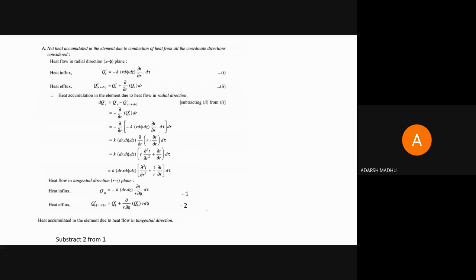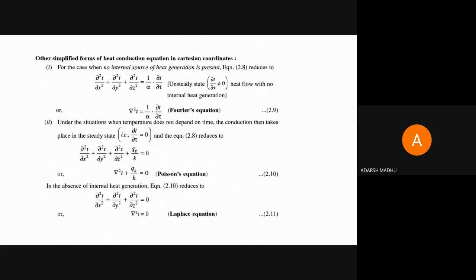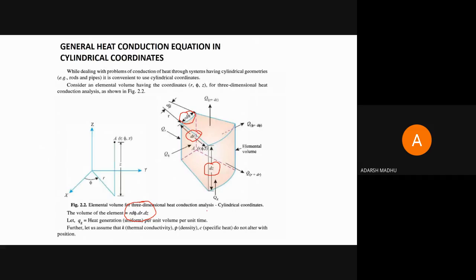For Cartesian coordinates we have taken the area. We start with the equation we studied in Fourier's law, q equal to minus k into A into dT by dx. Here we are taking the xz plane first. For heat influx into that plane, it is minus k into A into dT by dx, as in Fourier's law. Here the area is r d phi dz.